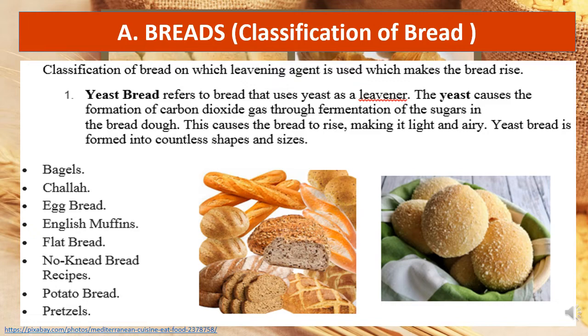The yeast causes the formation of carbon dioxide gas through fermentation of the sugar in the bread dough. This causes the bread to rise, making it light and airy. Yeast bread is formed into countless shapes and sizes. Some of these are bagels, challah, egg bread, English muffins, flatbread, no-knead bread, potato bread, and pretzels.